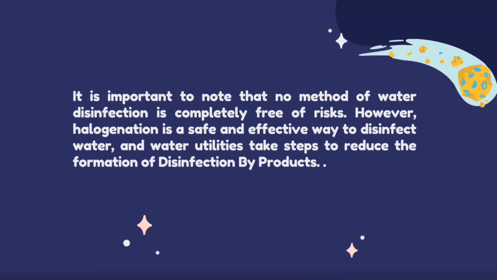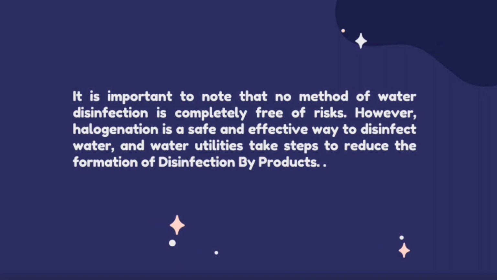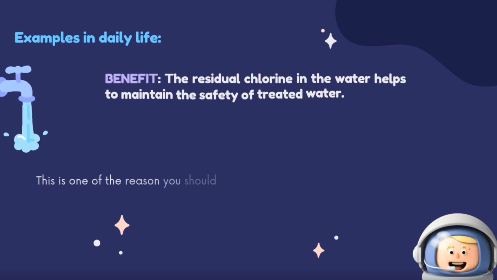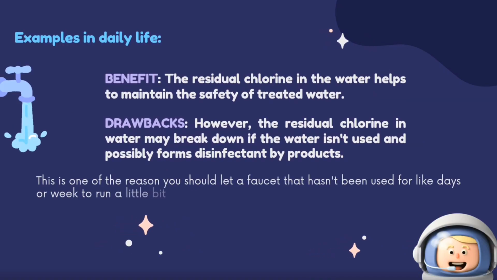It is important to note that no method of water disinfection is completely free of risk. However, halogenation is a safe and effective way to disinfect water, and water utilities take steps to reduce the formation of disinfection byproducts.